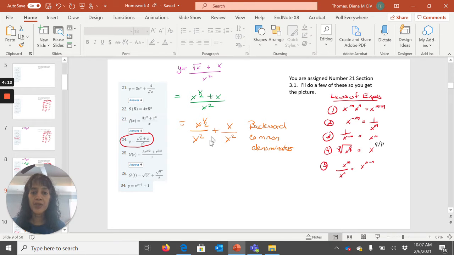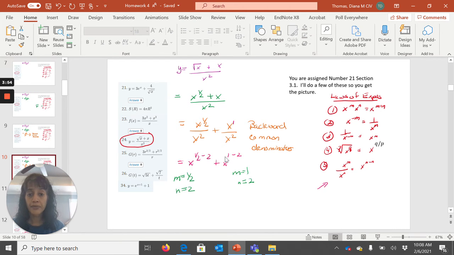The next step is to split this back up. So breaking up is easy to do, unless you're in love. Backward common denominators is what we call it in my other classes. So x squared is my common denominator. I'm usually supposed to combine these, but now I'm going to split them back up. So you're going to break it up.